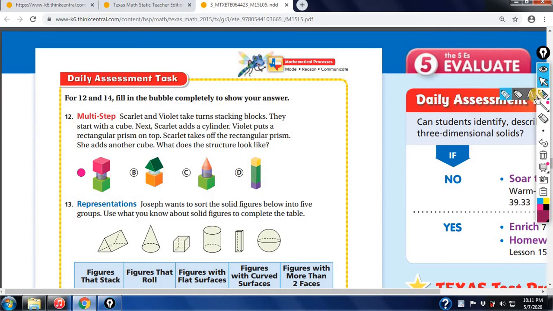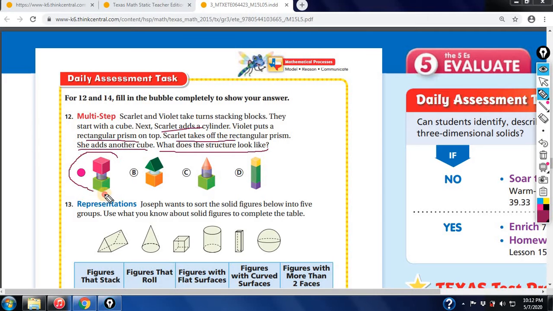So they're looking at building a structure. And we just read it. Scarlet and Violet took turns stacking blocks. They start with a cube. Next, Scarlet adds a cylinder. Okay. Then Violet puts a rectangular prism on top. And Scarlet takes off the rectangular prism, and then she adds another cube. And they're asking you, what does the structure look like? And again, your answer choice is this one.